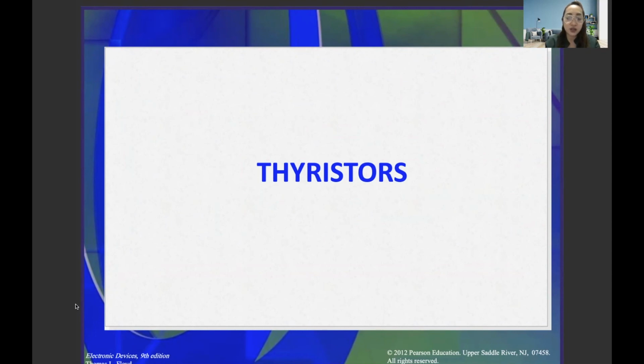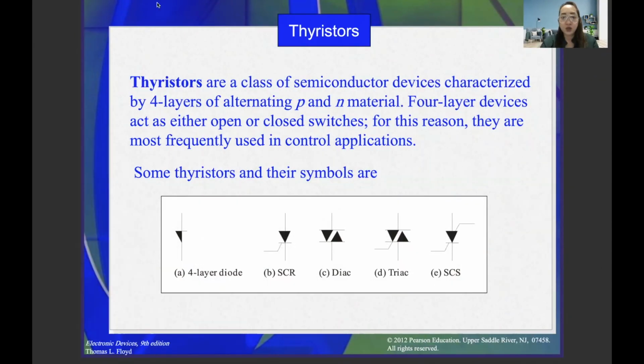So let's go to my slide for thyristors. My reference is Electronic Devices by Thomas Floyd. What is a thyristor? Thyristors are a class of semiconductor device characterized by four layers of alternating P-N material. We know what the P and N materials are. So if you layer P, N, P, N, then you produce a thyristor. A four-layer device acts as either an open or closed switch. For this reason, they are most frequently used in control applications.